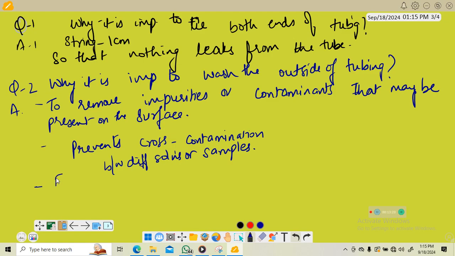It is also important to wash the outside of the tubing to ensure accurate measurements. Any residue or impurities can affect the flow of liquids, which results in variations in the experiment. Okay, now coming to another question.